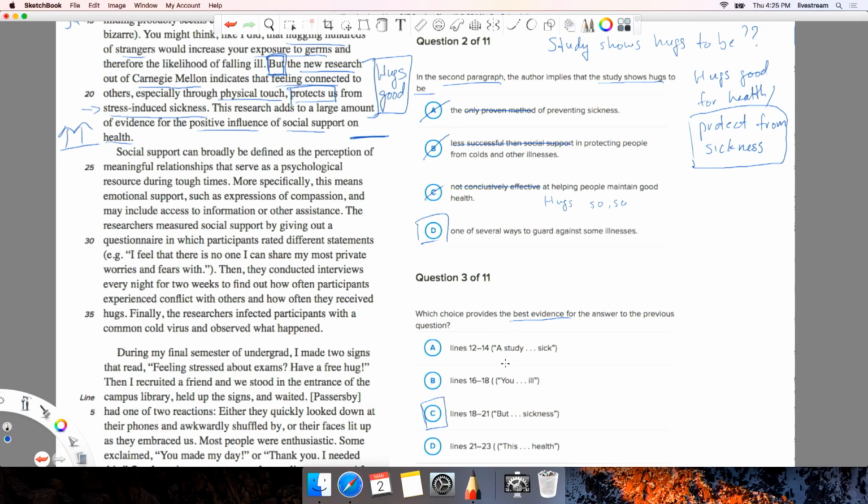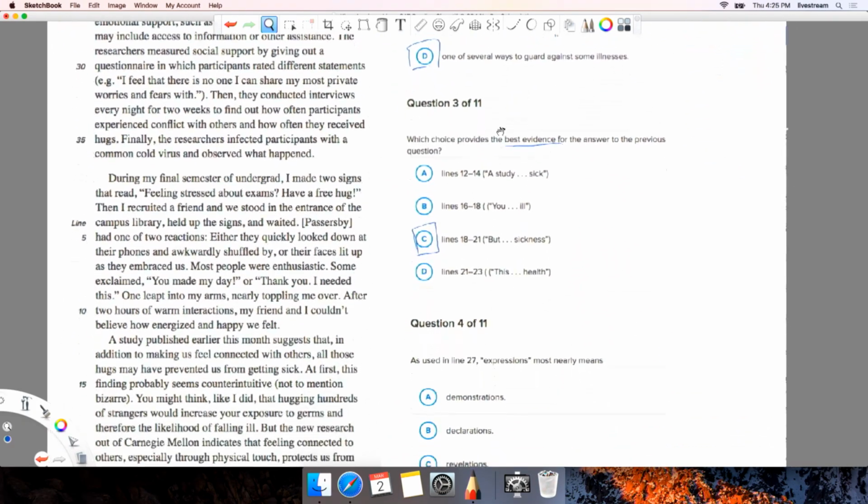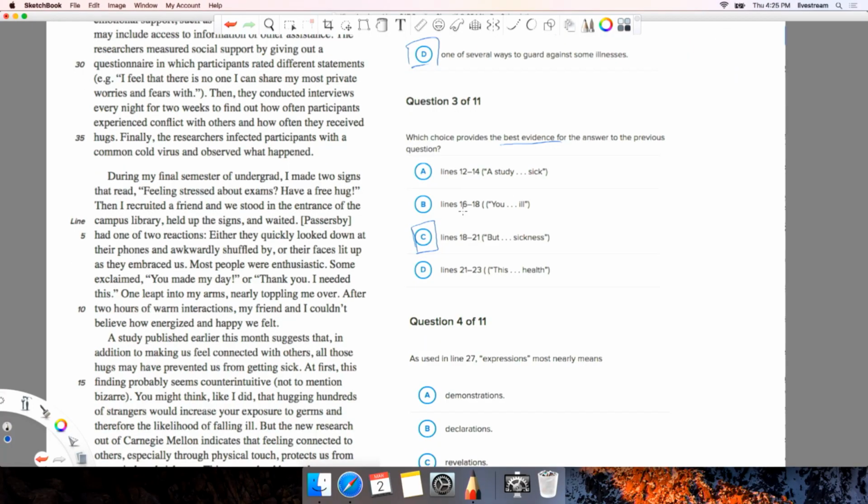So line 12 through 14, a study published earlier suggests that in addition to making us feel connected, all these hugs may have prevented us from getting sick. So that one feels more like commentary. And, oh, I actually forgot I posted this down here so we can look down here too. So that one is more of commentary, so that one's out. And then 16 to 18, you might think like I did that hugging hundreds of strangers would increase your exposure. That again is more commentary and isn't providing evidence.